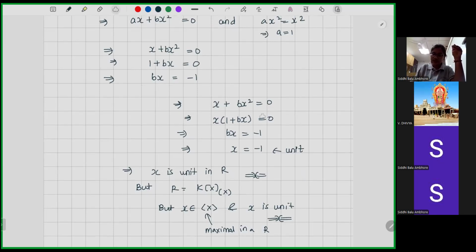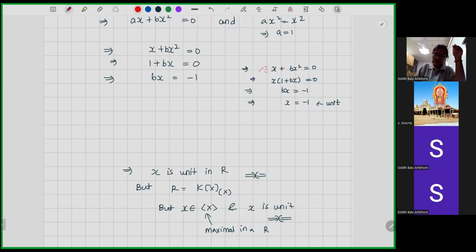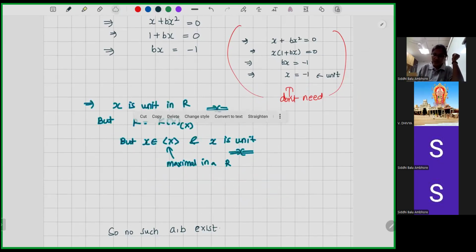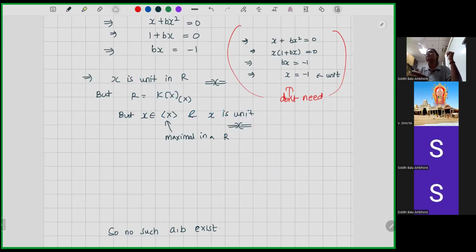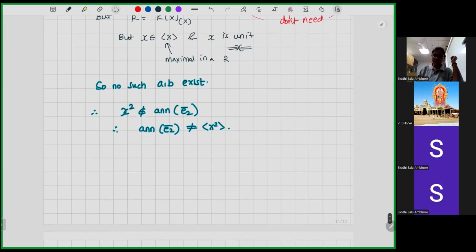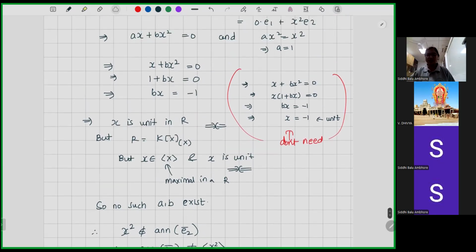So we don't need this. I mean, we don't need this actually. And again, this implies that x is a unit in R, right? Because x times something is giving me -1. So this implies x is a unit. So anyway, we got the contradiction which we needed, that x still becomes a unit. Bx becomes -1, then x becomes a unit.